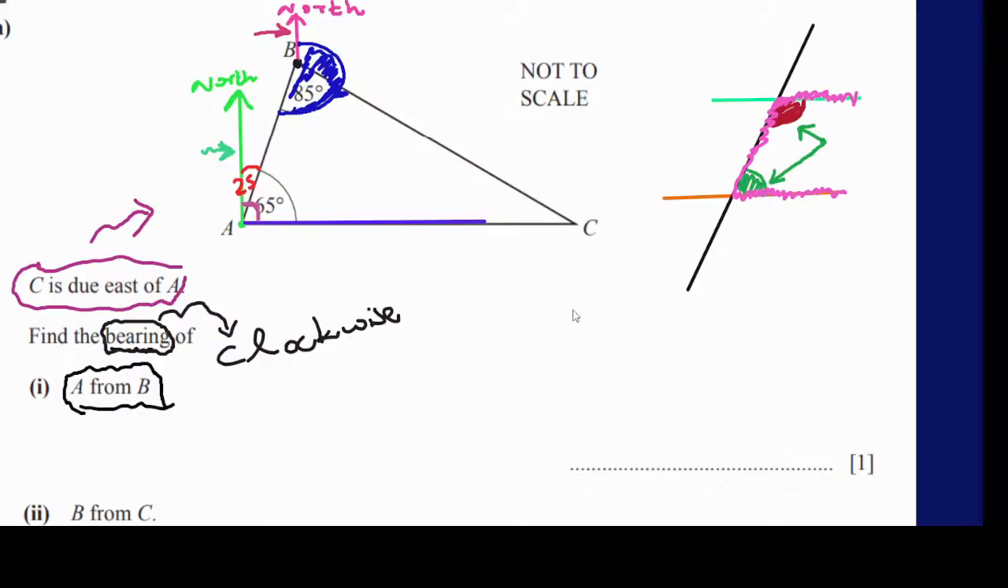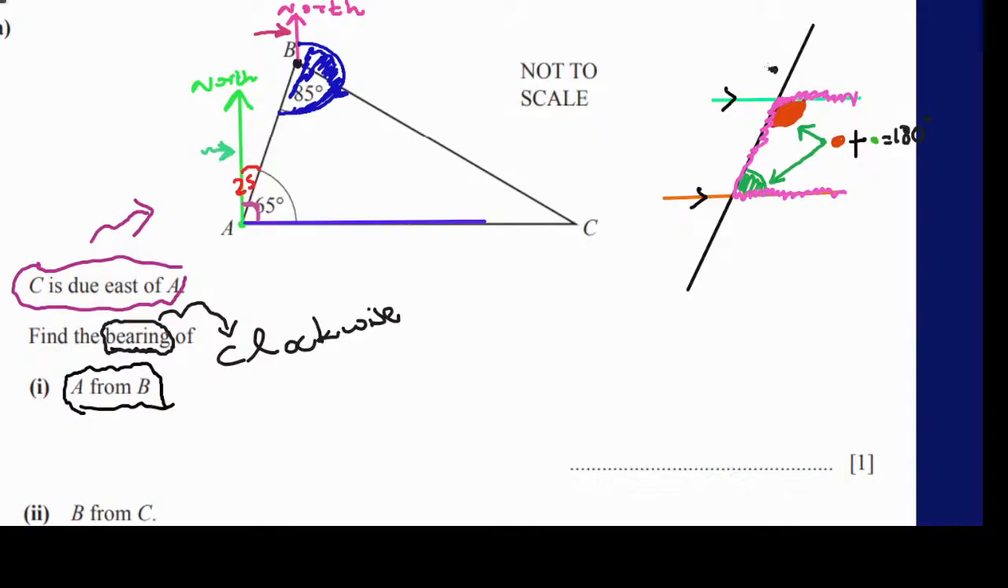So when the lines are parallel, when you see arrowheads like this, if this green line is parallel to this orange line, what can we say about the co-interior angles? They would add up to 180 degrees. When you add this orange angle to the green angle, what would be the answer? The answer would be 180 degrees. What's the rule? When the lines are parallel, co-interior angles add up to 180 degrees.